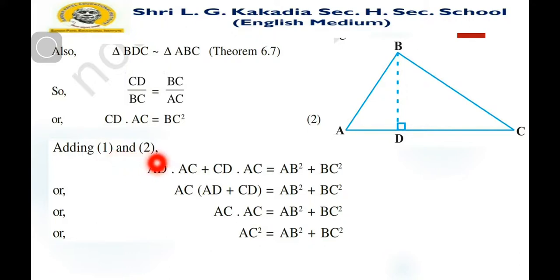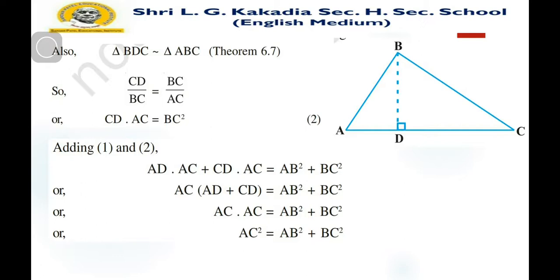Now let us add equations 1 and 2 on both sides. We find AD into AC plus CD into AC is equal to AB square plus BC square. Taking AC as common, we get AC into AD plus CD. But AD plus CD is equal to AC. So AC into AC is equal to AB square plus BC square. Hence we have proved that AC square is equal to AB square plus BC square. So the Pythagoras theorem is proved in this way using theorem number 6.7.